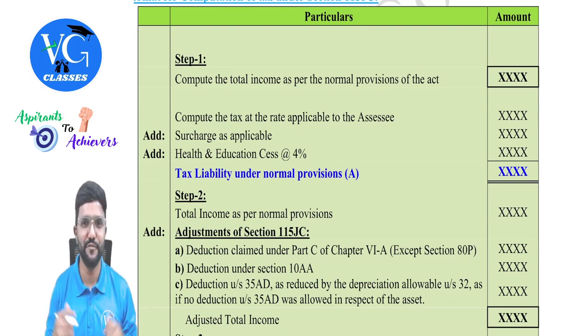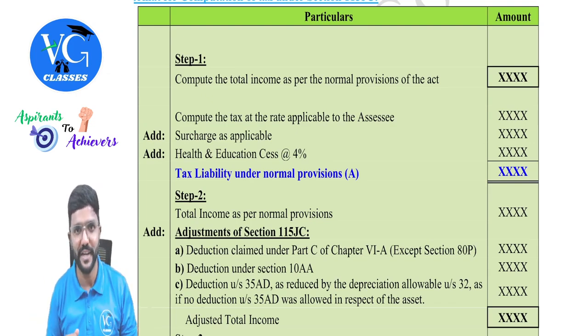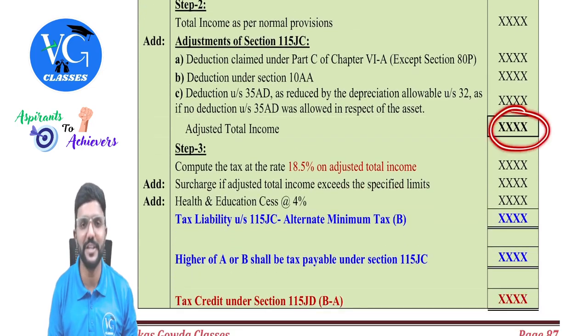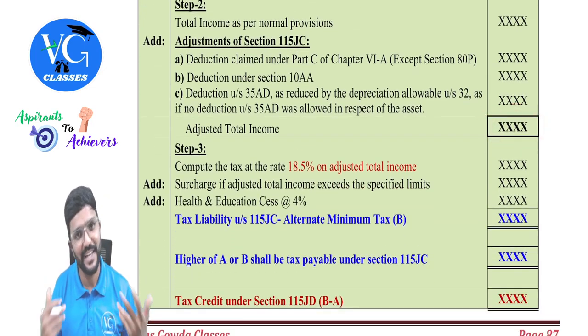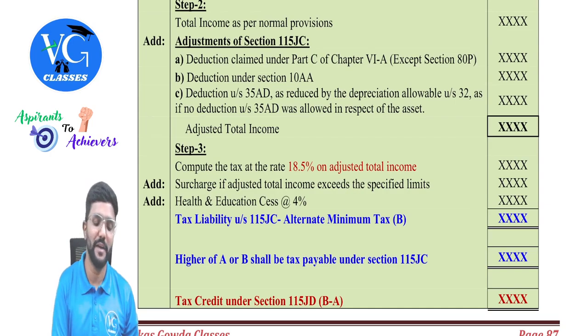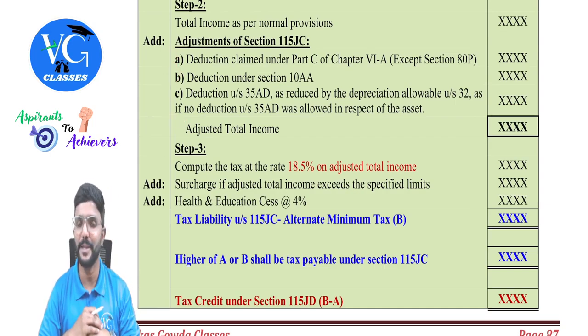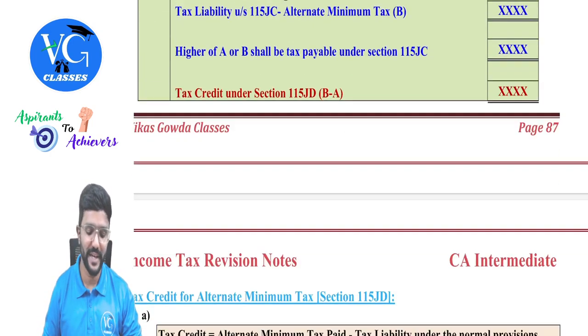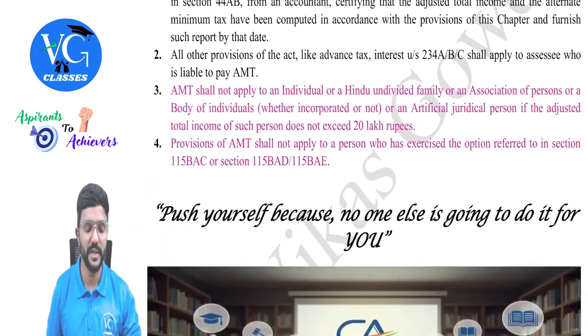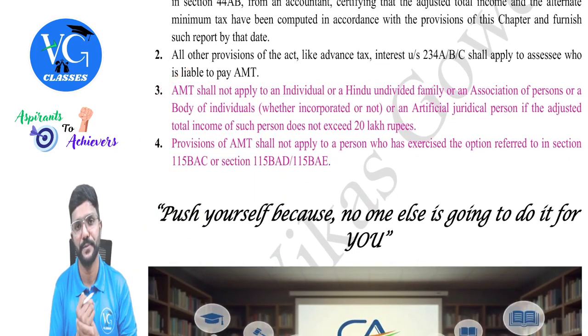Whereas if it is a partnership firm or, assume, cooperative society, even if their adjusted total income is less than 20 lakh, still AMT is applicable. Yes, if they have claimed any of these deductions. Clear? So please be careful. The exception given here is only for slab rate assessee, guys.